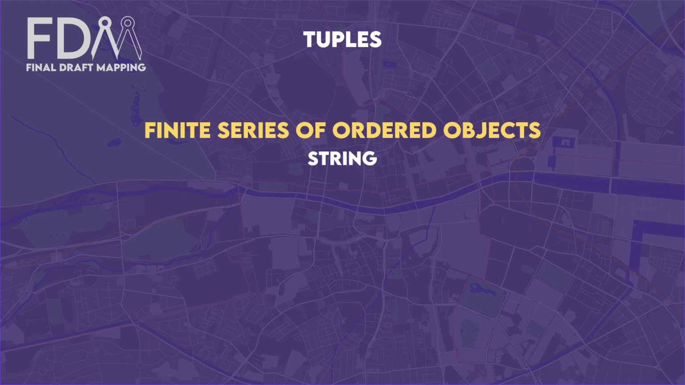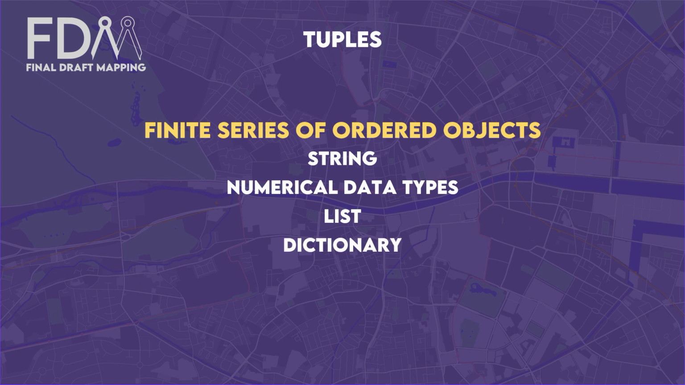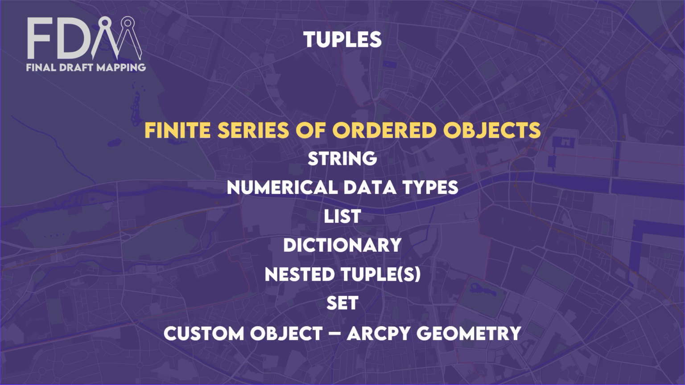A tuple can contain a string, numerical data types, a list, a dictionary, nested tuples, which will be a tuple inside a tuple, like we saw with nested lists, and a set. But it can also be a custom object type, for example, an ArcPy geometry. A tuple may contain ArcPy points, lines, or polygons, for example.